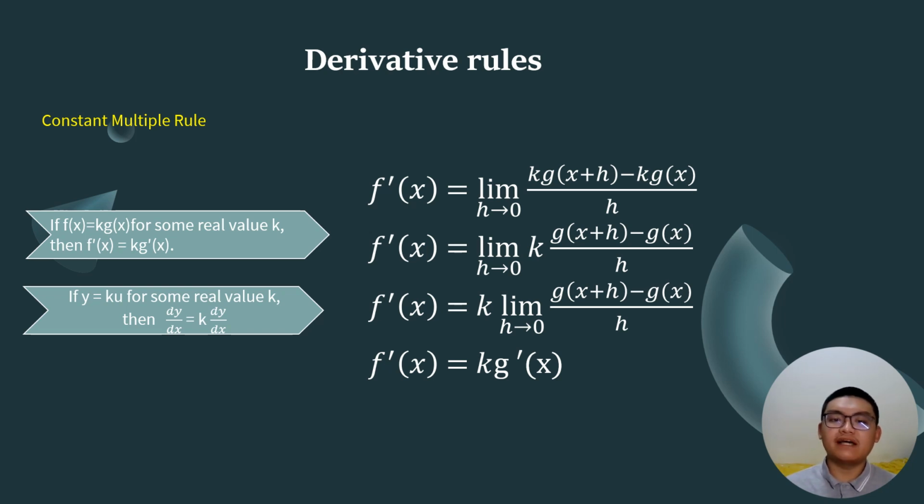So by the definition of the derivative, the limit expression is just g prime of x. So f prime of x equals k times g prime of x. To summarize, the derivative of a constant times a function is the constant times the derivative of the function. We use the limit definition to show it step by step.